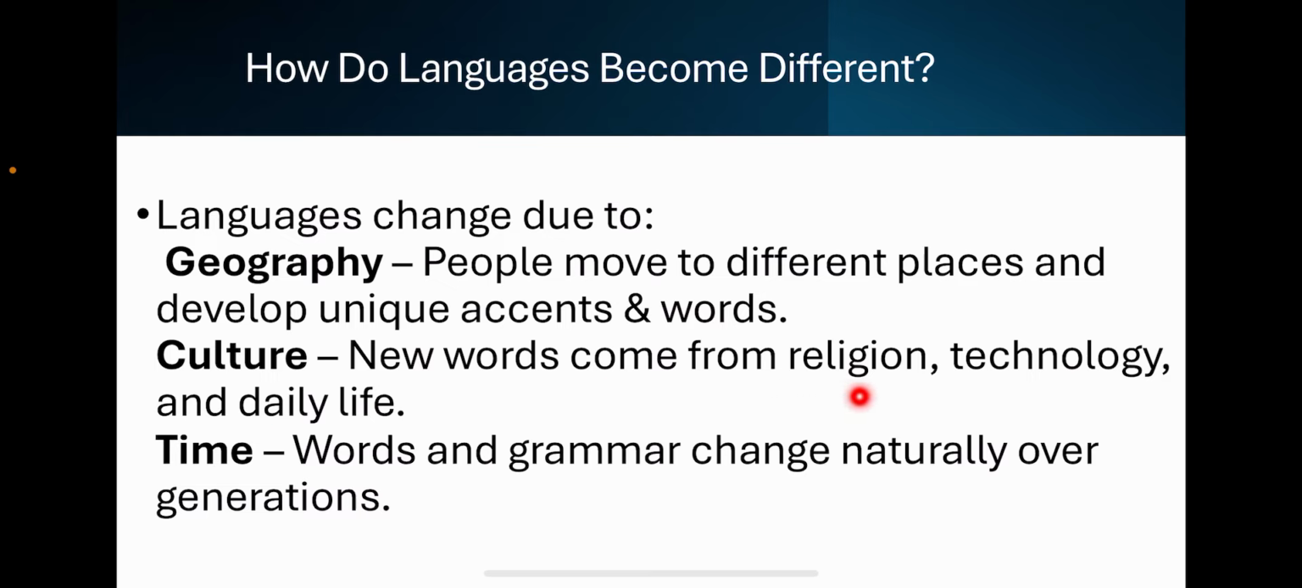Culture: new words come from religion, from technology, and daily life, because of social changes, technological changes, and movement of people from one country, from one region to another. This is also one of the causes of language change. Time: we can't deny this fact. It's time which leads to language change, because some 20 or even 30 years ago, we did not have a lot of the vocabulary that exists today, like Instagram, Facebook, TikTok, and X. The words and vocabulary used on these social media platforms did not exist some 20 or 30 years ago. So due to time and technology, we see changes.